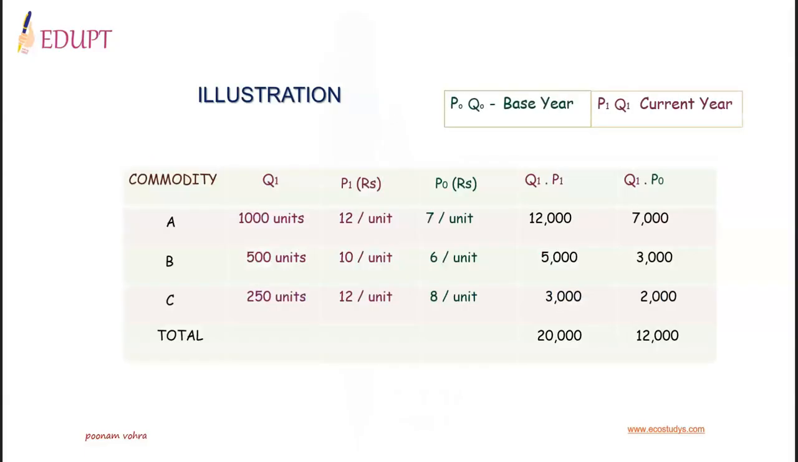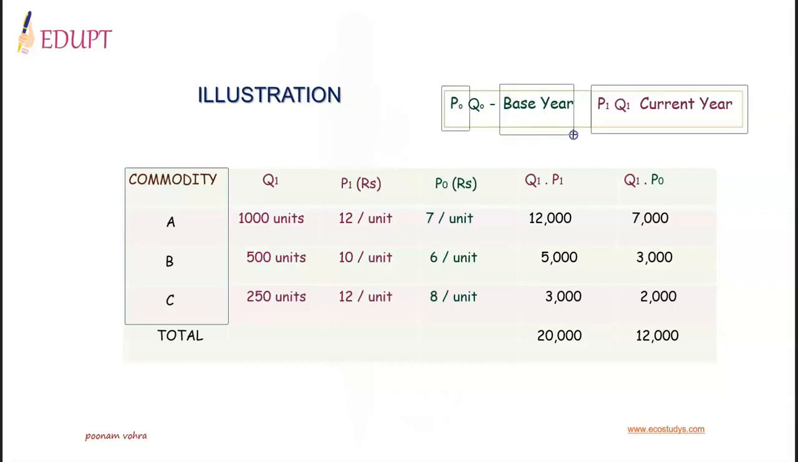Now try to understand the illustration. In a hypothetical economy, let's suppose three commodities are produced, commodity A, B and C. Quantity produced in the current year, that is Q1, for the three commodities is given. Prices that prevail in the current year for the three commodities are also given. So Q1 and P1 represent quantity and prices that prevail in the current year. P0 represents price that prevails in the base year.